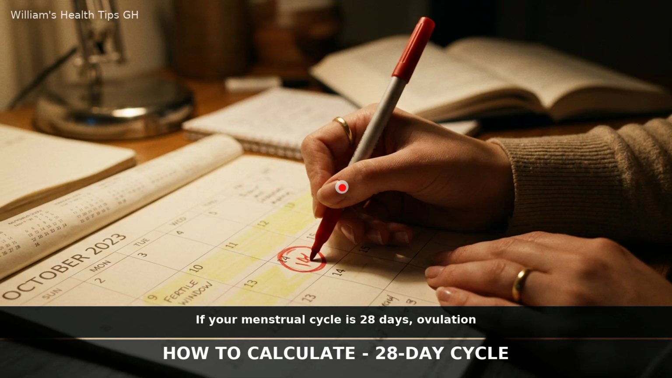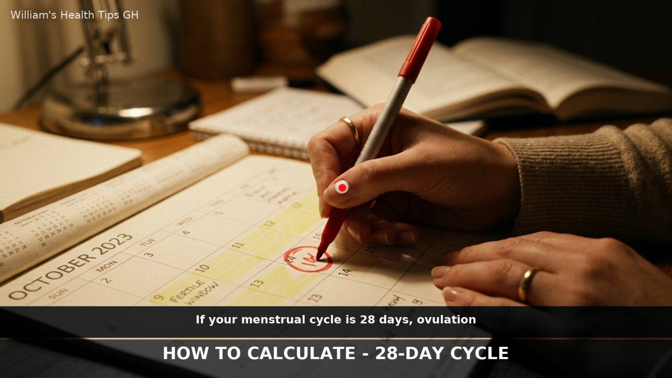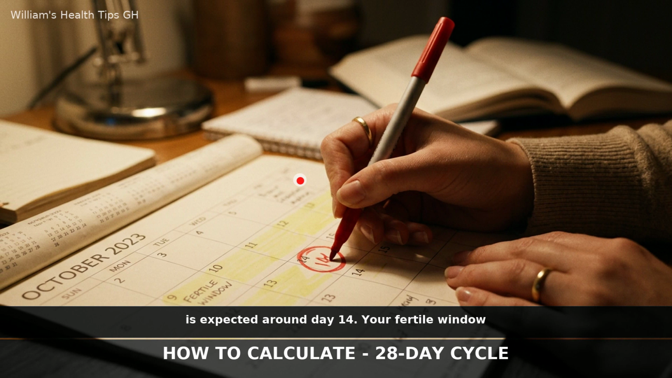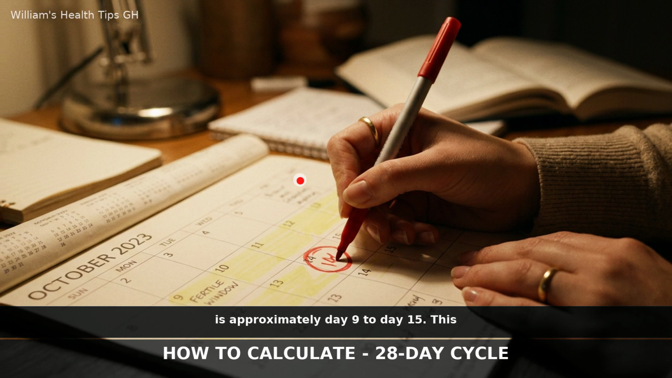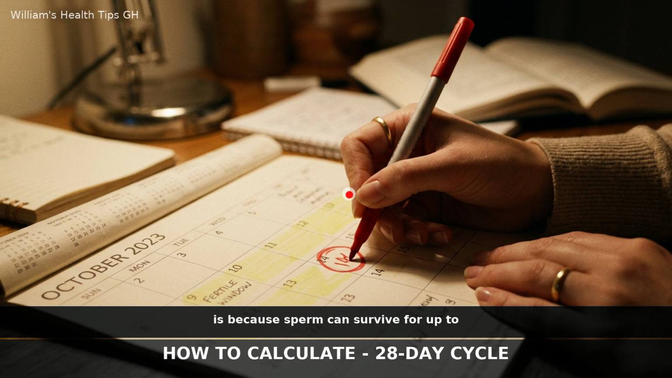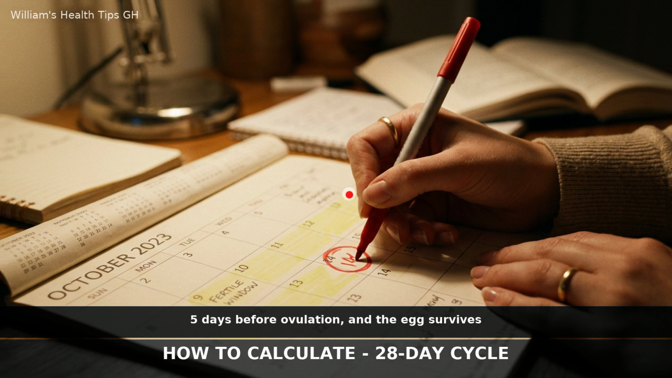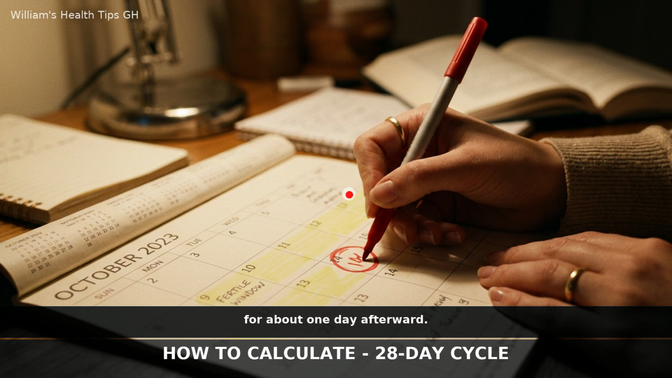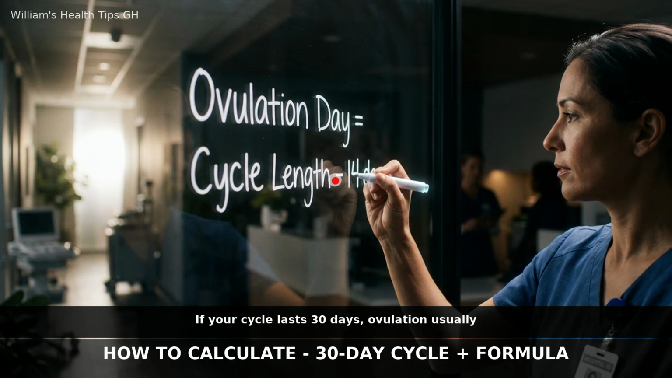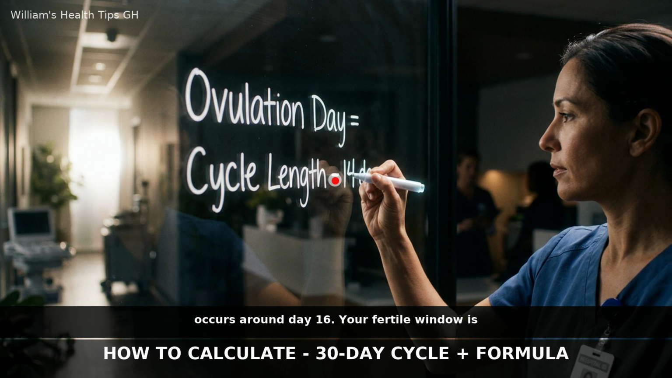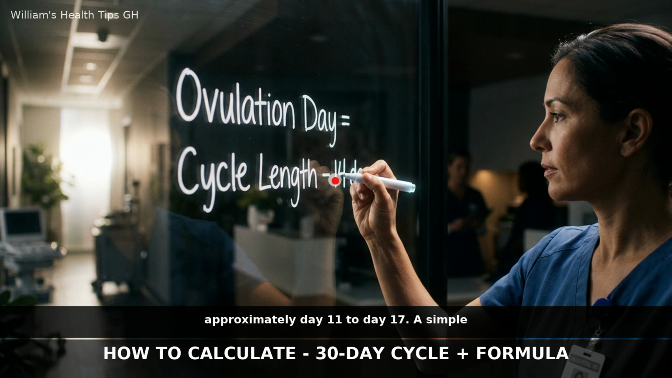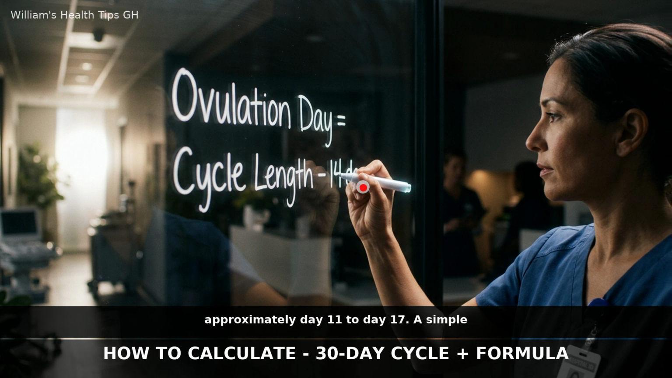If your menstrual cycle is 28 days, ovulation is expected around day 14. Your fertile window is approximately day 9 to day 15. This is because sperm can survive for up to 5 days before ovulation, and the egg survives for about 1 day afterward. If your cycle lasts 30 days, ovulation usually occurs around day 16. Your fertile window is approximately day 11 to day 17.